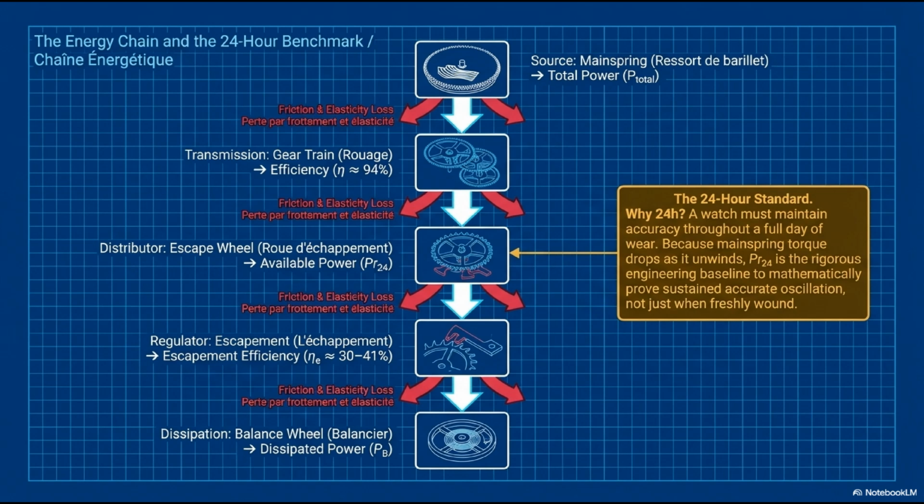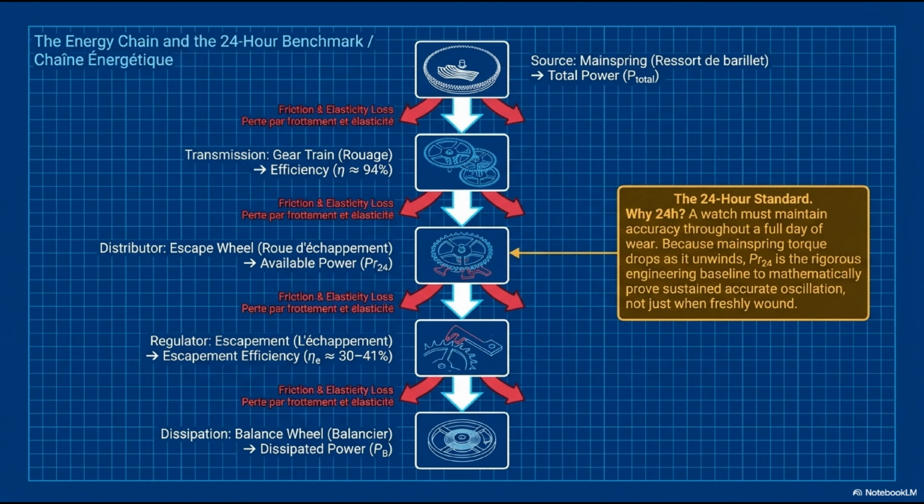Now, why use the 24-hour standard, P_R24, rather than the maximum torque at full wind? The gold explanation box on the right answers clearly: a watch must maintain accuracy throughout a full day of wear. Mainspring torque drops as it unwinds. P_R24 is the rigorous engineering baseline that proves sustained accurate oscillation, not just when freshly wound.